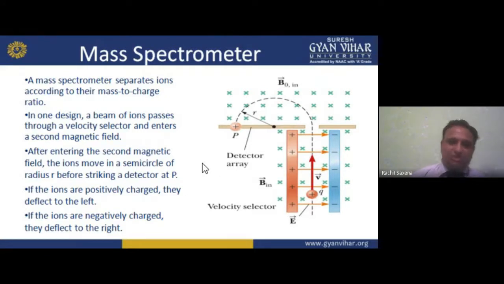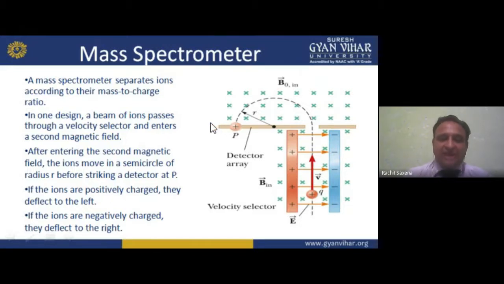We have some mass to charge ratio. So a mass spectrometer separates ions according to their mass to charge ratio. Now, in one design, a beam of ions passes through a velocity selector. This is the velocity selector part. The beam passes through like this and then enters a second magnetic field. We have one magnetic field, and another one is there, one out and one in.